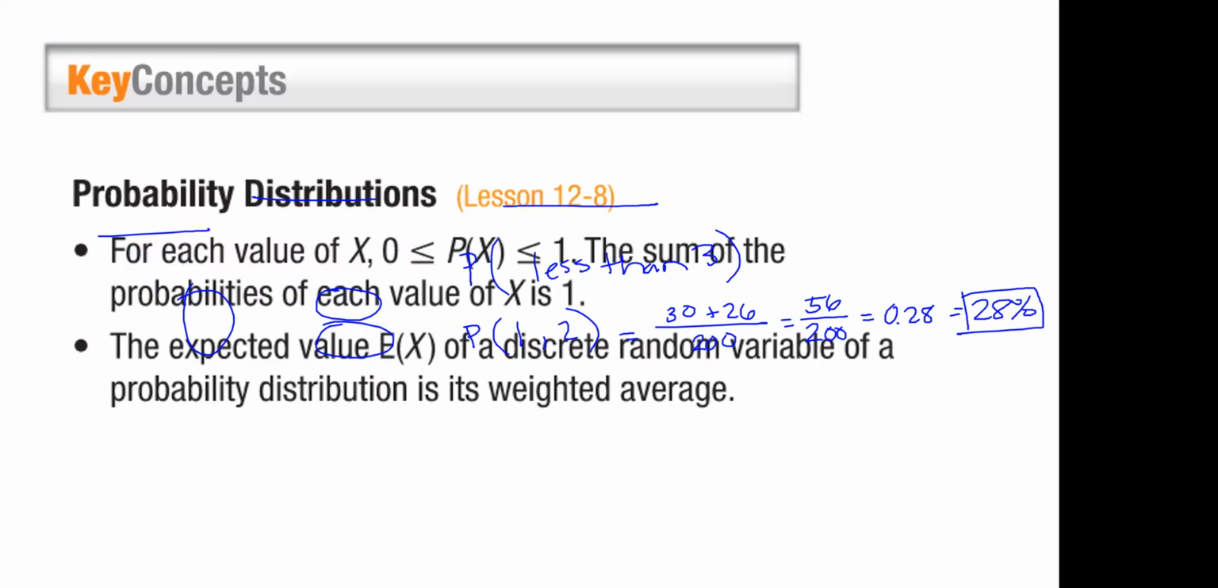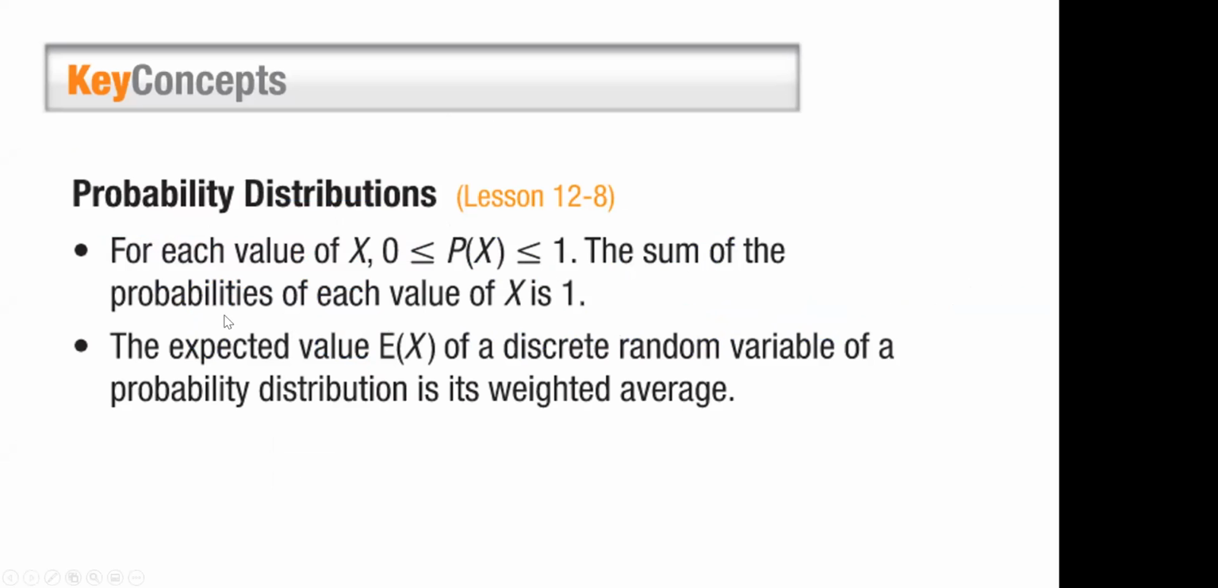All right. And then the last section talks about probability distributions. For each value of x, such that x is between 0 and 1, the sum of the probabilities of each value of x is 1. And then the expected value E of x of a discrete random variable of a probability distribution is its weighted average. I don't believe you have any questions like this on the test either.